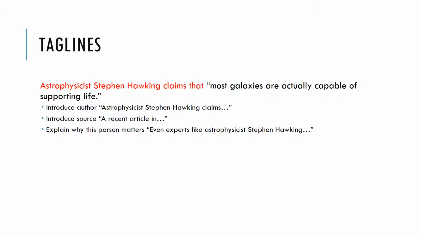Even experts like astrophysicist Stephen Hawking, well, there's 2 things here. First, it announces that he's an expert, and second, it indicates that he's an astrophysicist, which is the kind of expert he is in this situation. You don't just want to name drop somebody. You don't just want to say, like, Jim Brown claims, unless your reader is going to know who Jim Brown is. This is a rhetorical opportunity for you to make your sources as strong as possible by explaining who they are and why they matter.